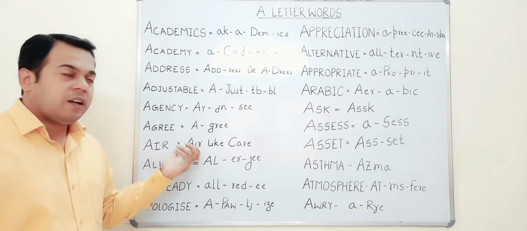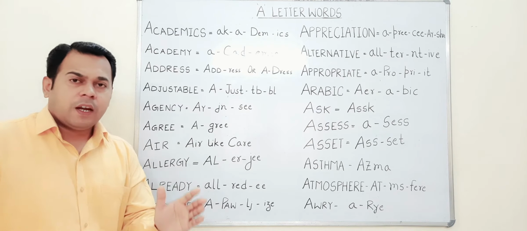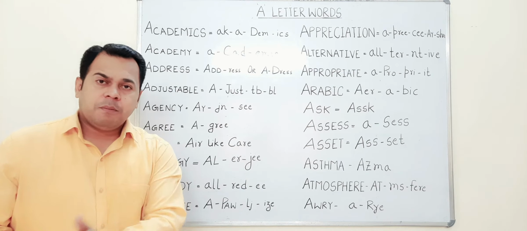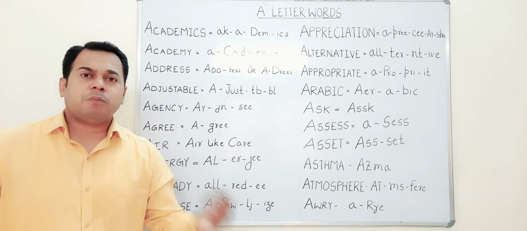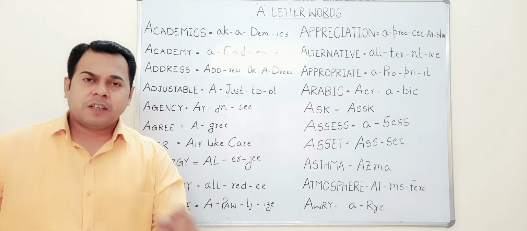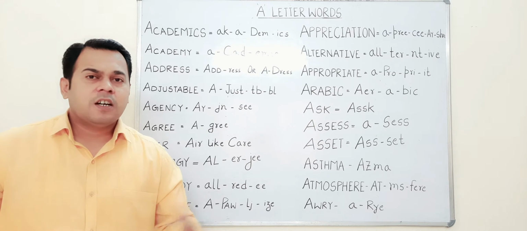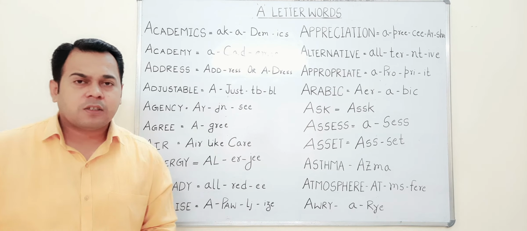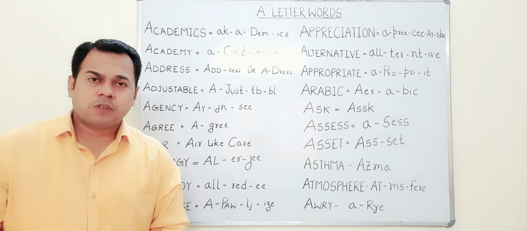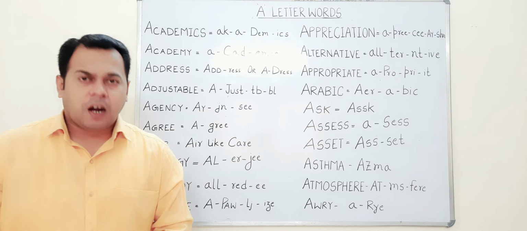Then air, like care. So friends, here you have to remember, wherever there is a vowel before R, R should not be pronounced. So air, care, good morning. We don't say good morning with the R sound, that is a wrong pronunciation. You should say good morning sir, good morning ma'am, then water, teacher, lawyer, car. So R will not be pronounced in these types of words where a vowel comes before R.